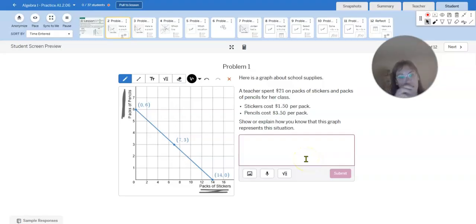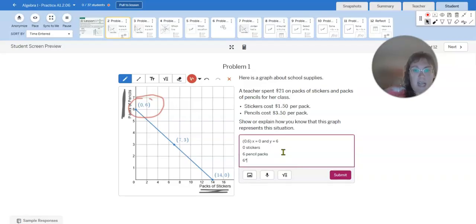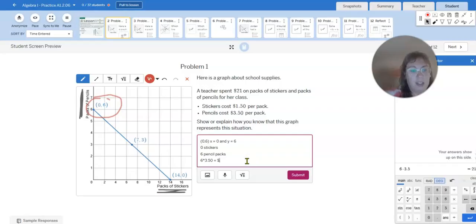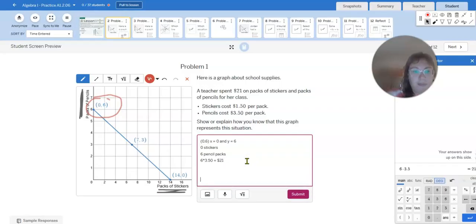Well, one way we could say is if this is 0,6, right? 0,6 represents x is 0 and y is 6. So we have 0 stickers and 6 pencil packs. Well, 6 times $3.50, 6 pencil packs, equals $21, which is how much the teacher said that they spent. So that works.